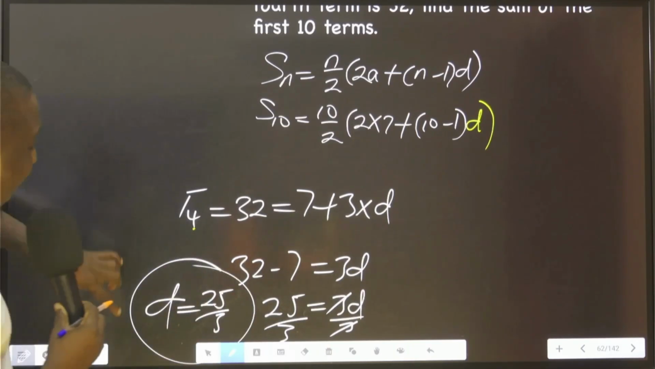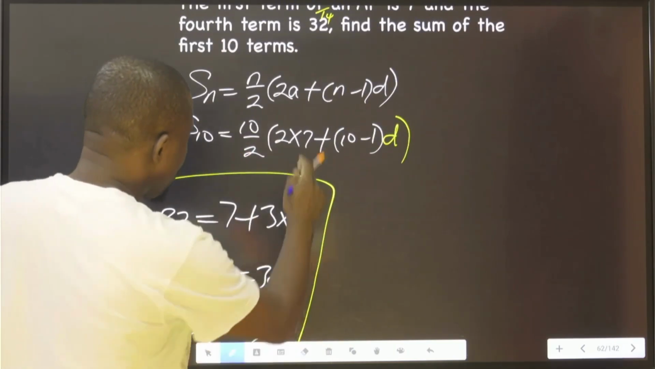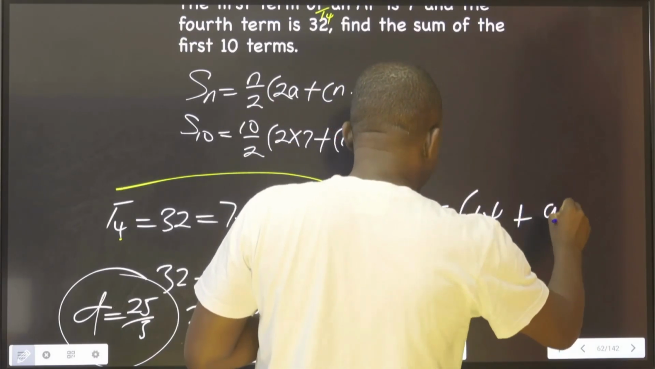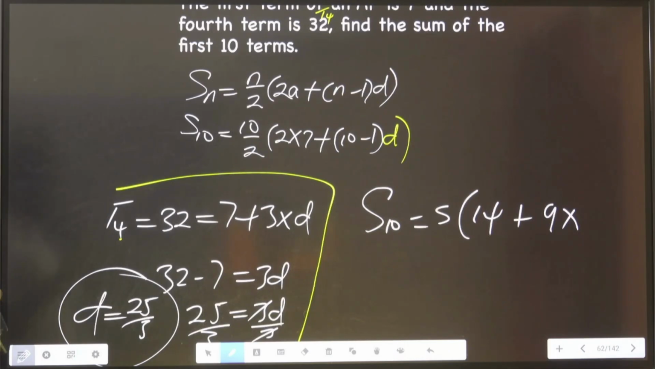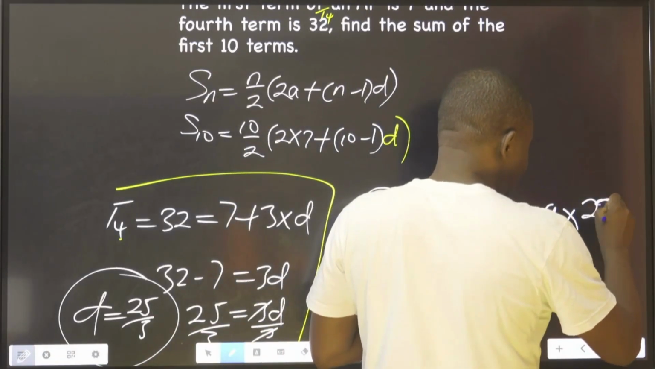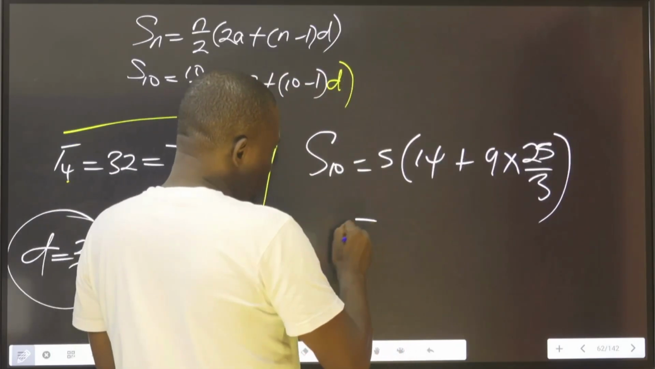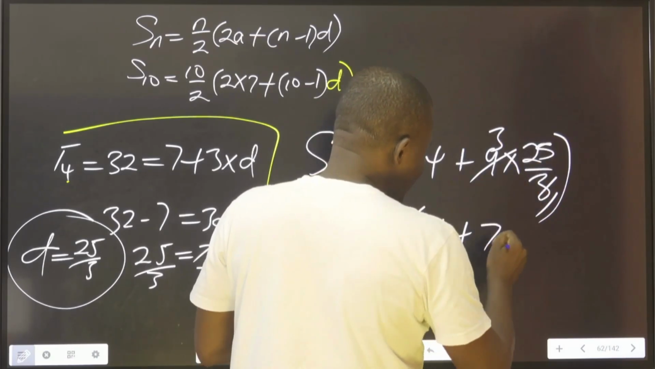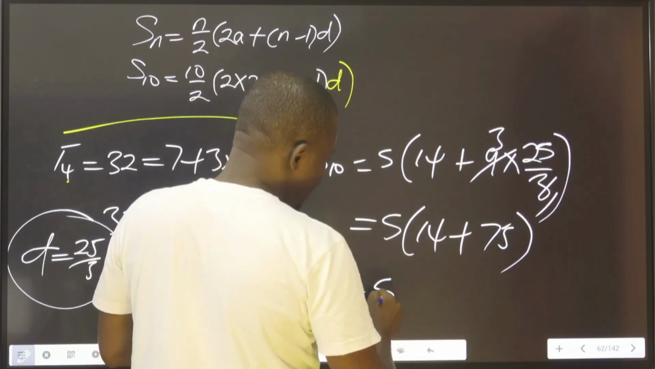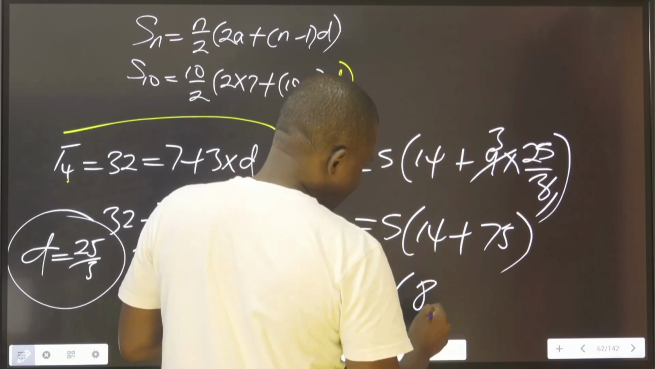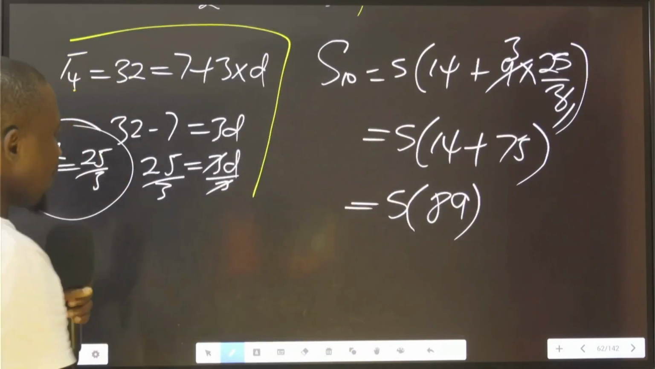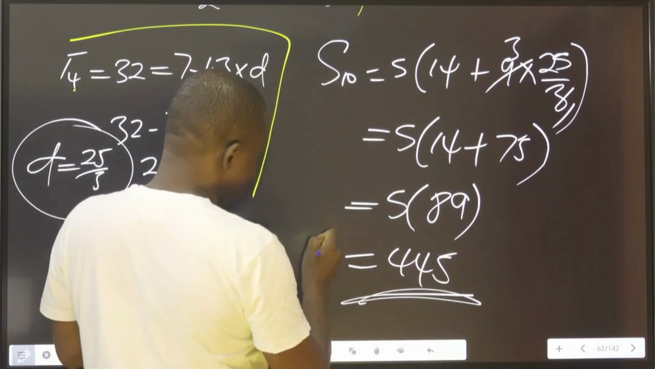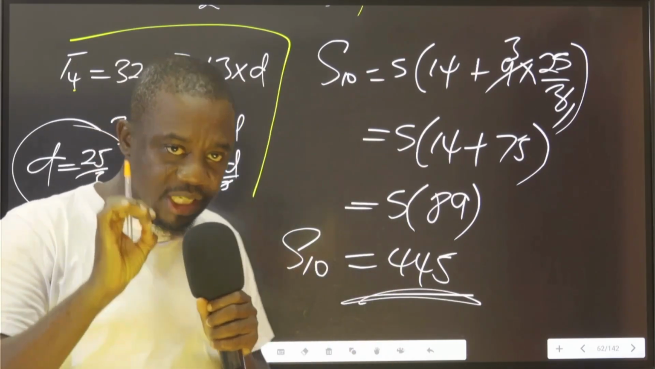Okay? Now that we have this, we can go back here now to substitute. That is, this equals 5 plus 9 multiplied by 25 over 3. Then we sub this out. That is 14 plus, here 1, here 3, 3 multiplied by this 75. You agree with me? If you solve this now, you're going to have 89. Okay? 5 multiplied by 89 is what? You agree with me? You're going to have 445. That is the sum of the first 10 terms.